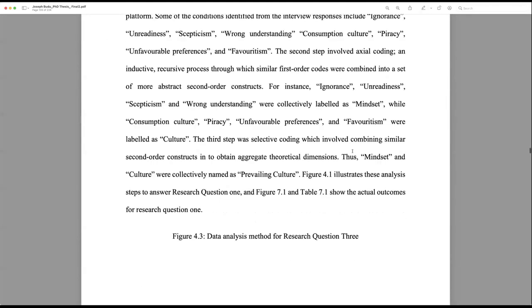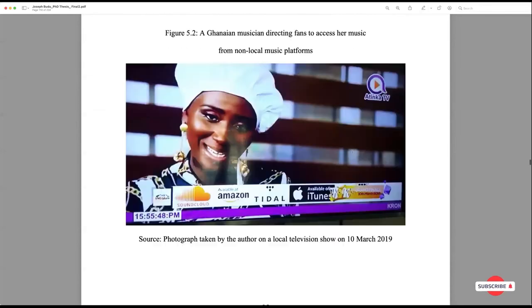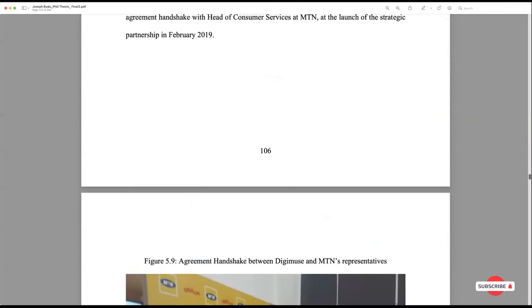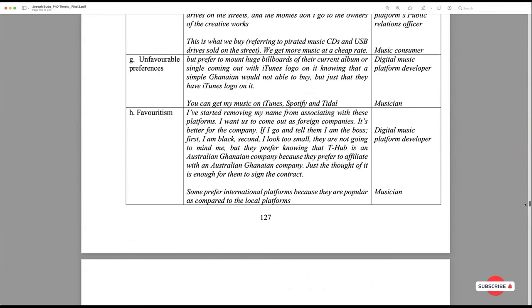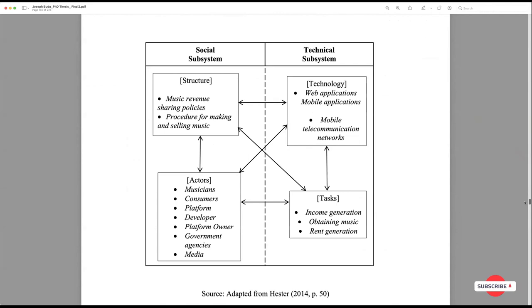So if you look at it in the actual work, let me go into the actual work itself and show you. So this is all data. Good. So remember that. Let me show you some of the codes and how he gets them.